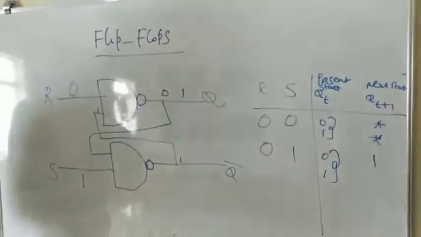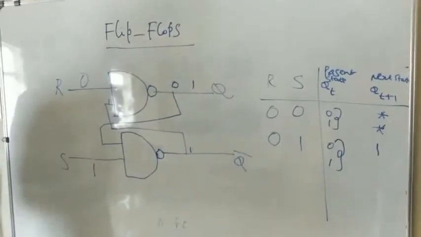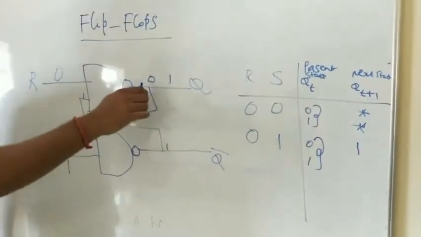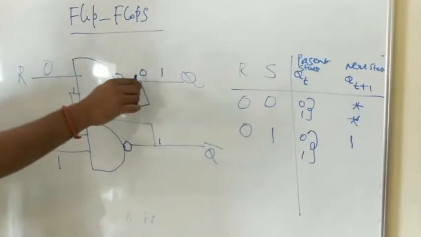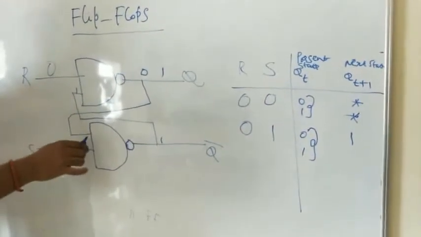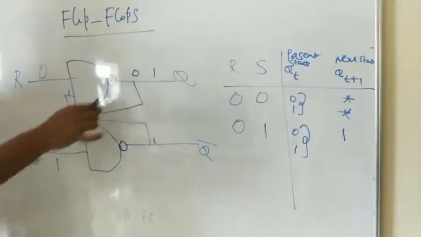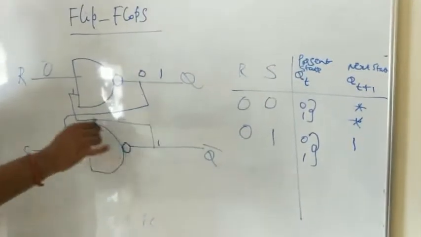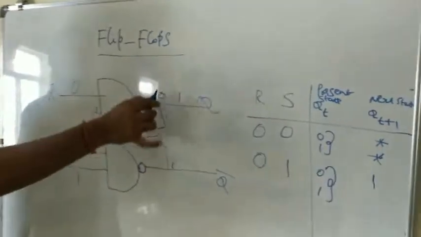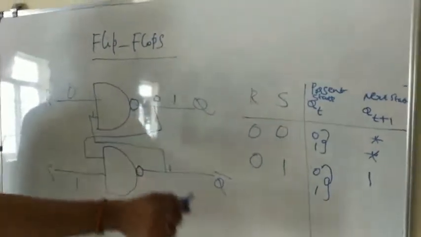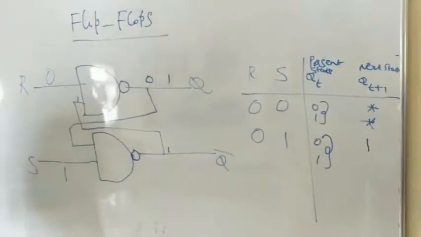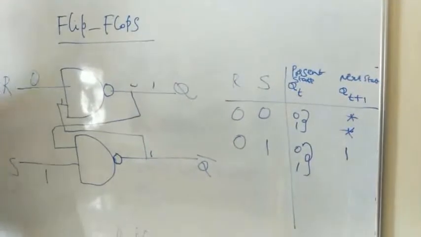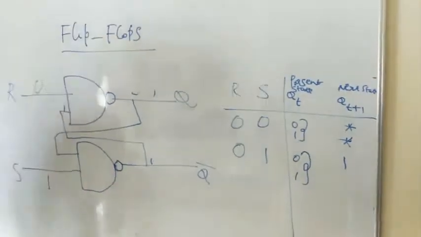So now we are testing the behavior of the flip-flop by assuming the present state as 0 and 1. First I am assuming the present state as 0. That 0 is coming as an input to this NAND gate. 0 and 1 means the output of the NAND gate becomes 1. This 1 is coming to this NAND gate. So what is the value of Q now? Now it is 1. Now we need to assume the Q value as 1.